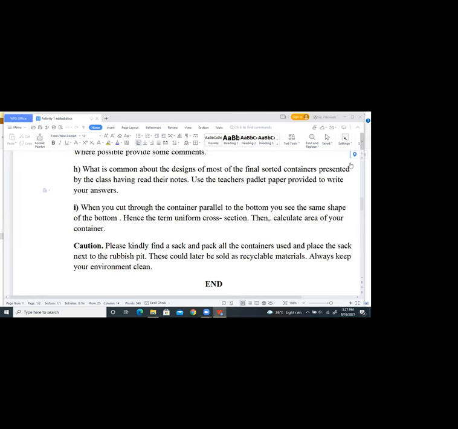What is common about the designs of most of the final sorted containers presented by the class survey, having read their notes? Use the teacher's Padlet paper provided to write your answers. Thank you so much, dear. Welcome.